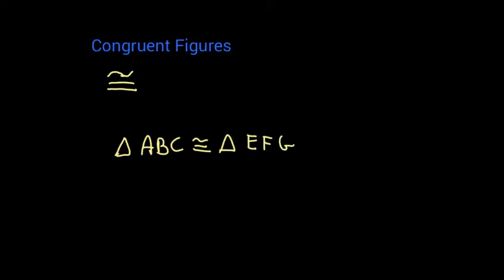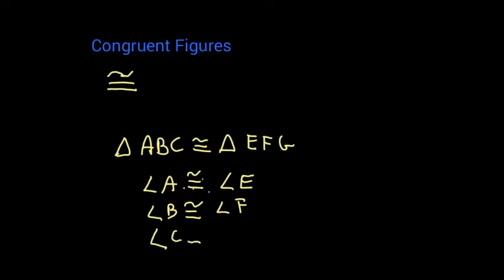Now I can rewrite this congruent statement to be different congruencies. So I could say angle A is congruent to angle E. And the reason I can say that is because they both come first in my original congruency statement. So I could say angle B is congruent to angle F because they both come second. That would make angle C congruent to angle G.